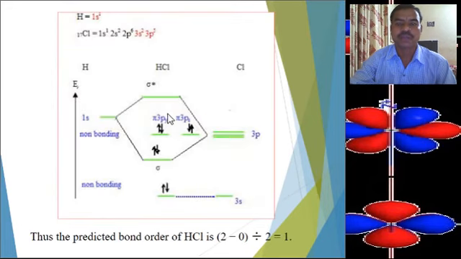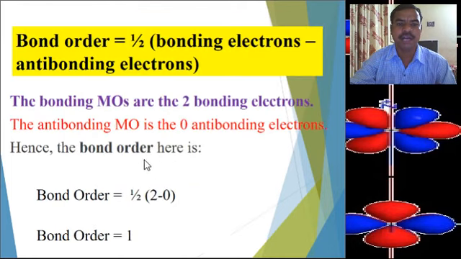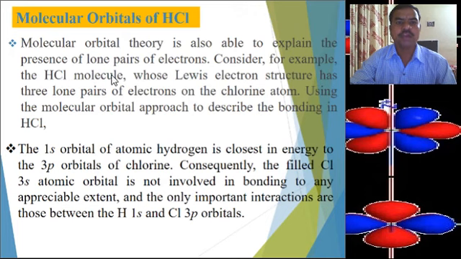These are the molecular orbital diagrams of the HCl molecule. This is the hydrogen atom and this is the chlorine atom, and these are the molecular orbitals of the HCl molecule. Molecular orbital theory is also able to explain the presence of lone pairs of electrons. Consider for example the HCl molecule, whose Lewis electron structure has 3 lone pairs of electrons on the chlorine atom, using the molecular orbital approach to describe the bonding in HCl.